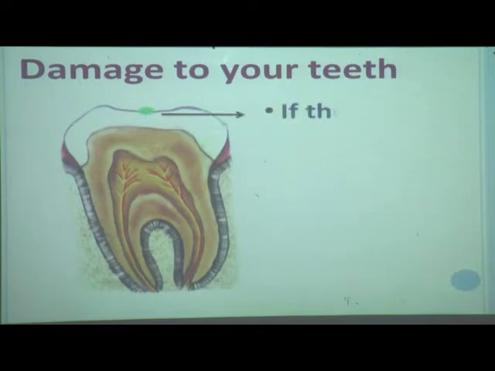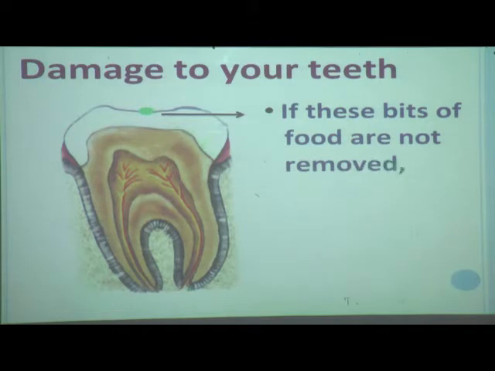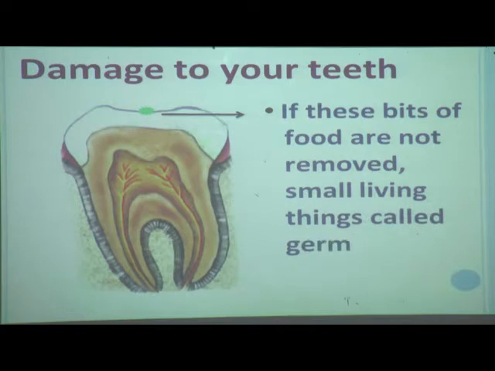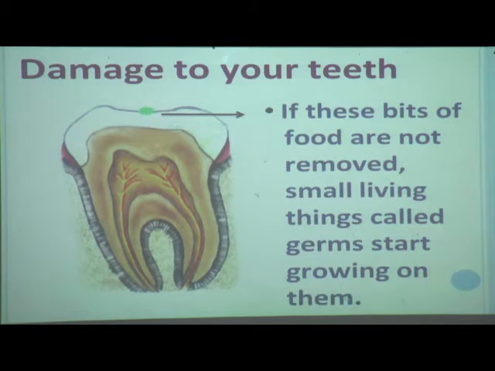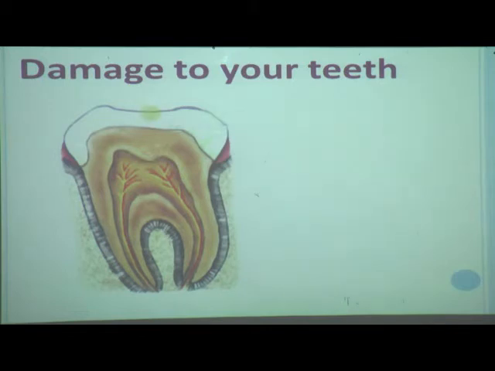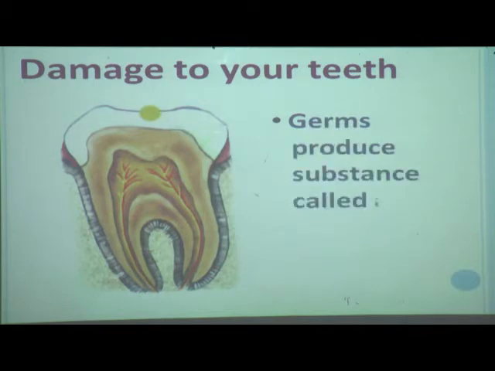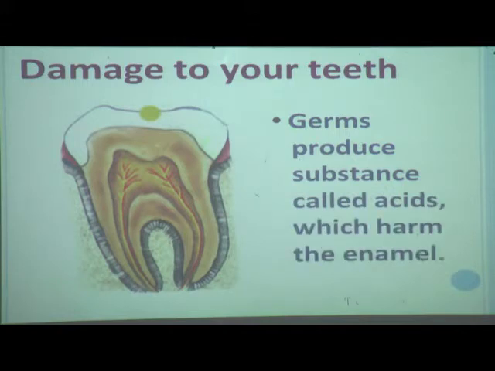And what happens if these bits of food are not removed? Small living things called germs start growing on them. And germs produce a substance called acid. Acid starts attacking the enamel. Acid harms the enamel.